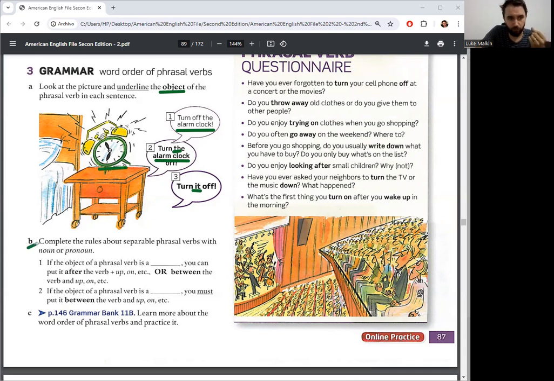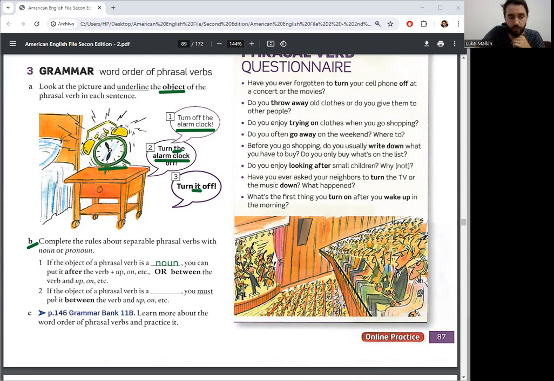Let's complete some rules about separable phrasal verbs with noun or pronoun. Number one, if the object of a phrasal verb, alarm clock, turn off, is a noun, you can put it after the verb plus up or on, or between the verb and up and on. What do you think? Noun or pronoun? Right. Like in examples 1 and 2, we have the noun. The object of the phrasal verb is the noun.